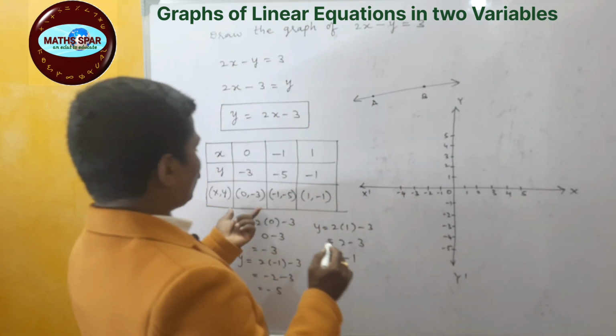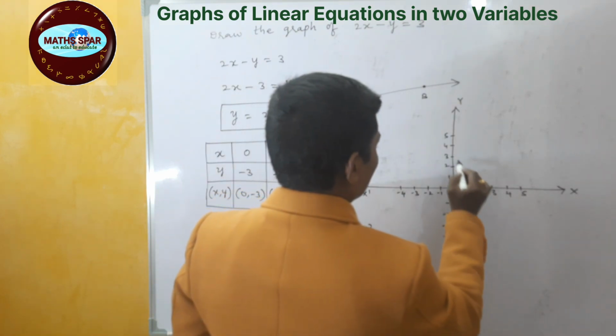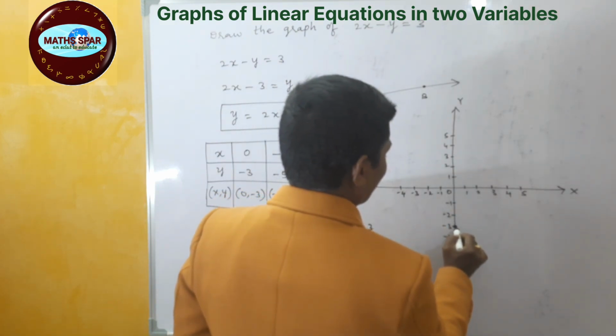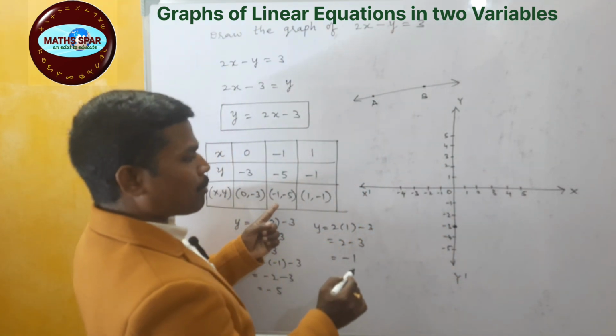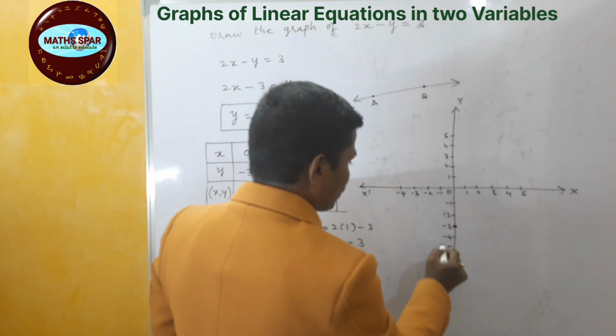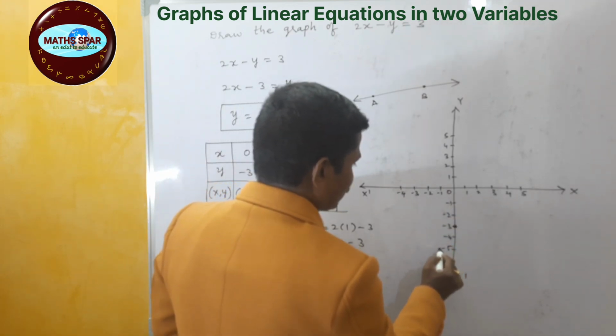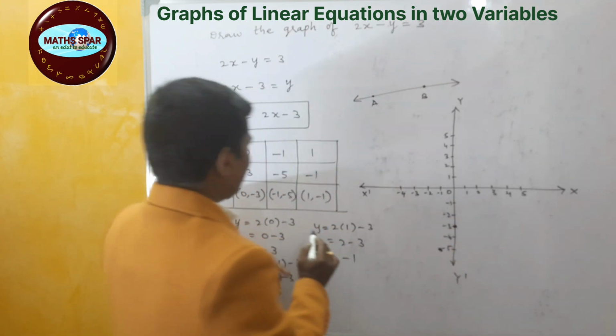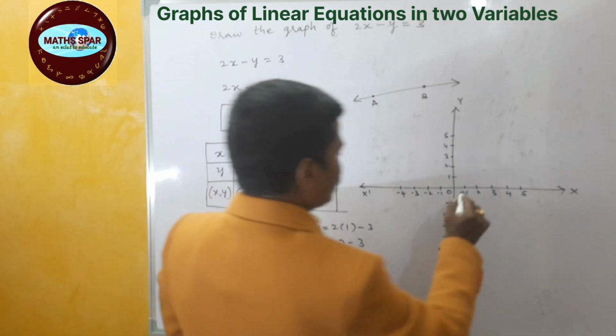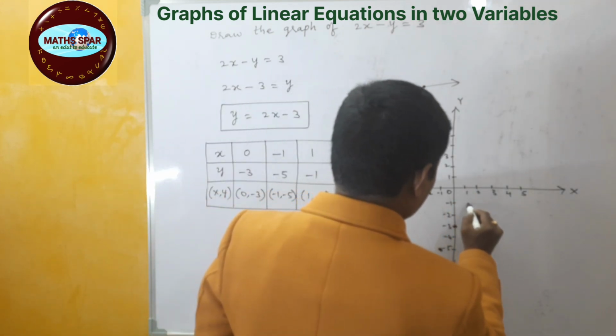Then 0 comma minus 3. 0 comma minus 3 is here. Next minus 1 comma minus 5. Minus 1 comma minus 5 is here. So mark this point. Next 1 comma minus 1. 1 comma minus 1 is here.